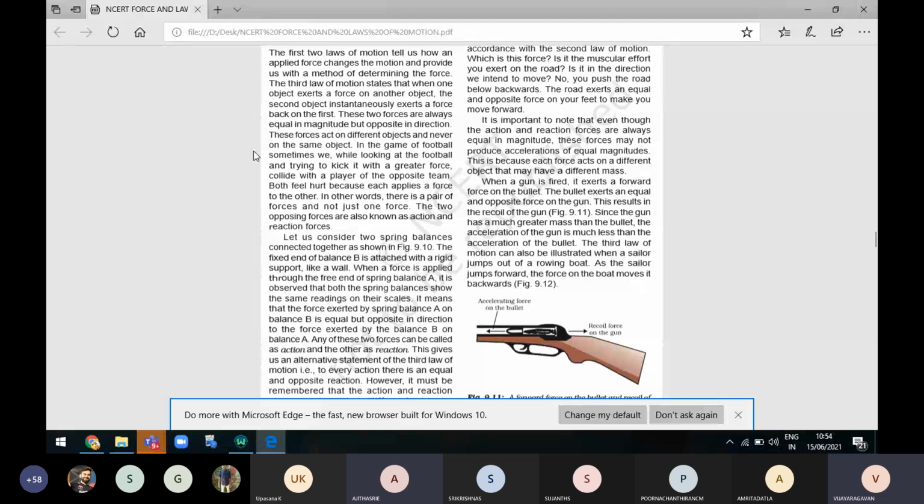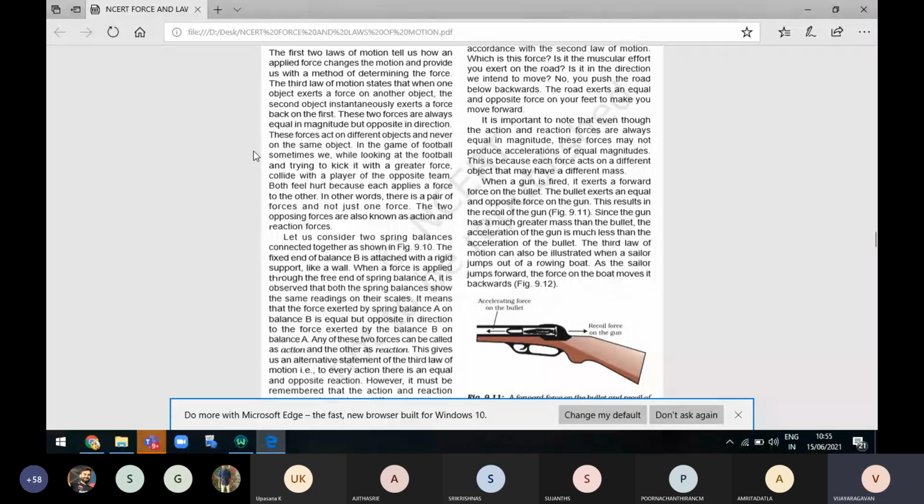See here, if you trigger the gun, the bullet will be coming out. While the bullet is coming out, what happens? Comparing the bullet and the gun, the gun has more mass. So in the previous paragraph, read that it is important to note that even though the action and reaction forces are always equal in magnitude, these forces may not produce accelerations of equal magnitude. This is because each force acts on a different object that may have different masses.